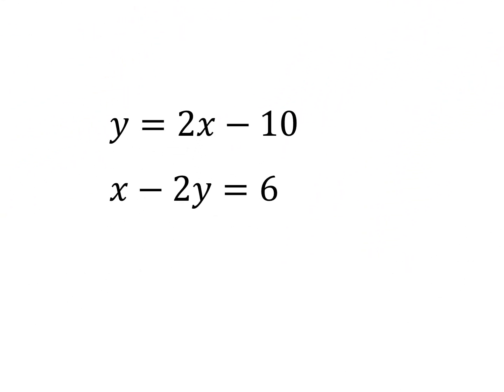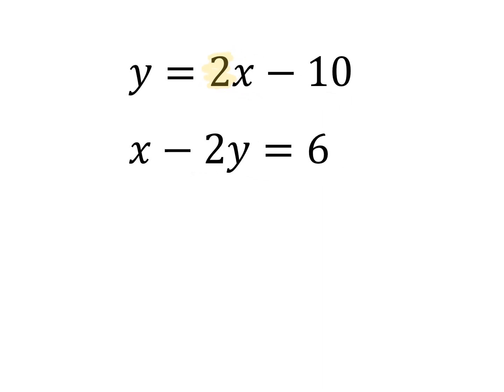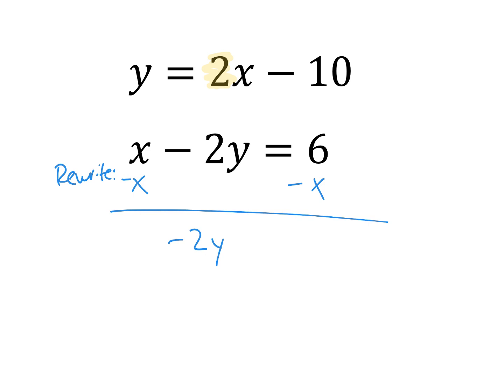All right, here's another example. We have y equals 2x minus 10, so we know our slope is 2. And then we have x minus 2y equals 6. So again, we have to rewrite this equation into slope-intercept form by subtracting x from both sides. Okay, that leaves us with a negative 2y on the left side, and then a negative x plus 6 on the right-hand side. And then our final step is we need to divide every term by negative 2.